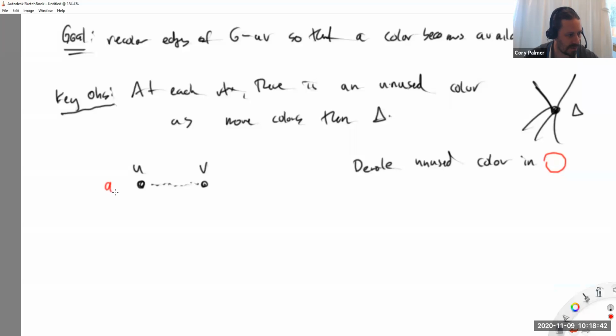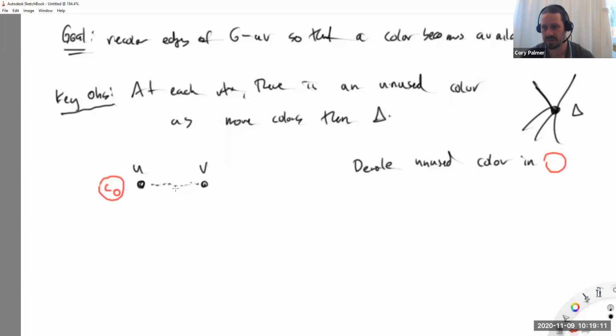So at U, let's call C0 the unused color at U, right? There's no edge of that color. My first thought would be, why don't I just color this edge color C0? By the way, let's call these C, not A. C for color. So you tell me, why can't I color this edge with C0 and be done with it?